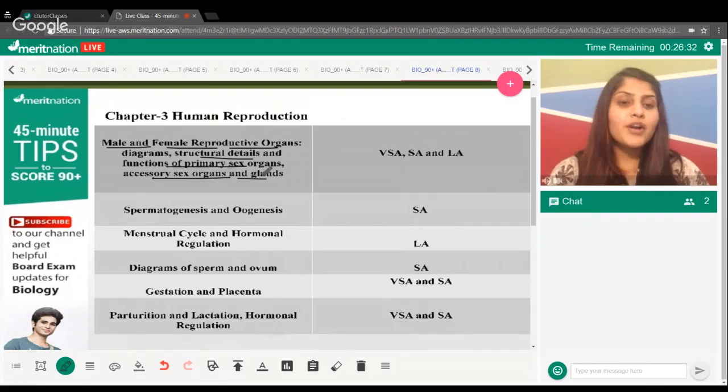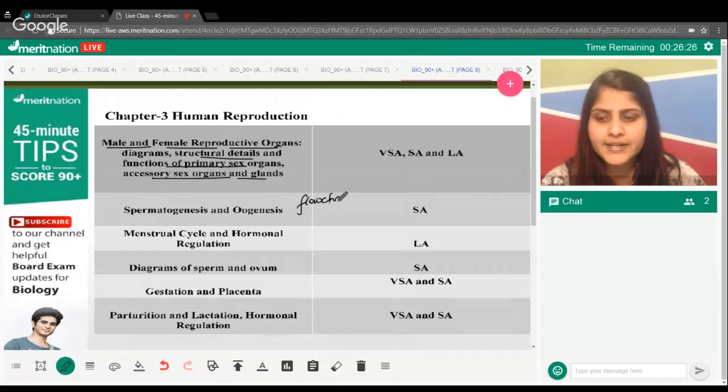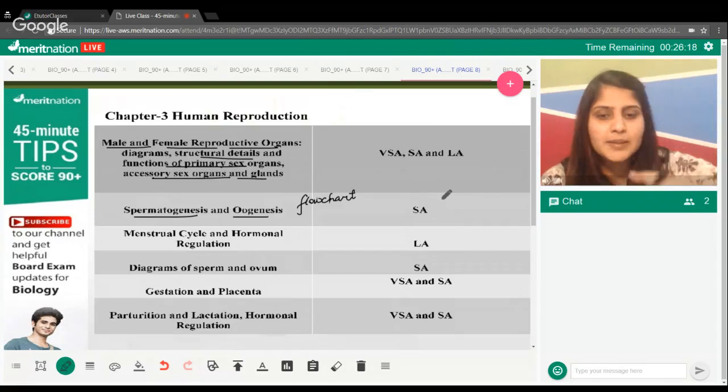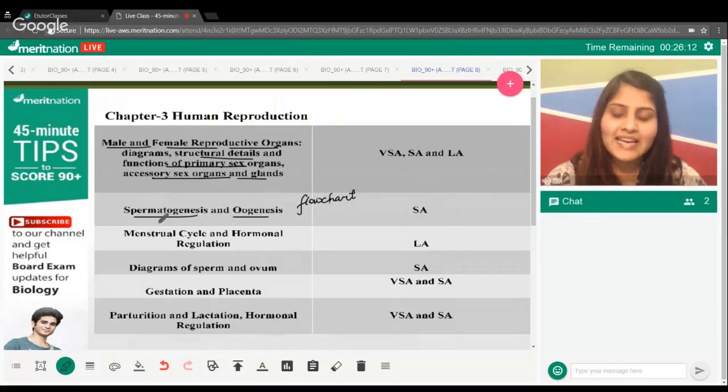Now, moving on to gamete formation, please make sure you know the flow chart drawn in your NCERT books for spermatogenesis and oogenesis. Sometimes you get it for your short answer, 3 marks, and if you simply draw the flow chart, you get the marks. Then important is the menstrual cycle and its hormonal regulation.